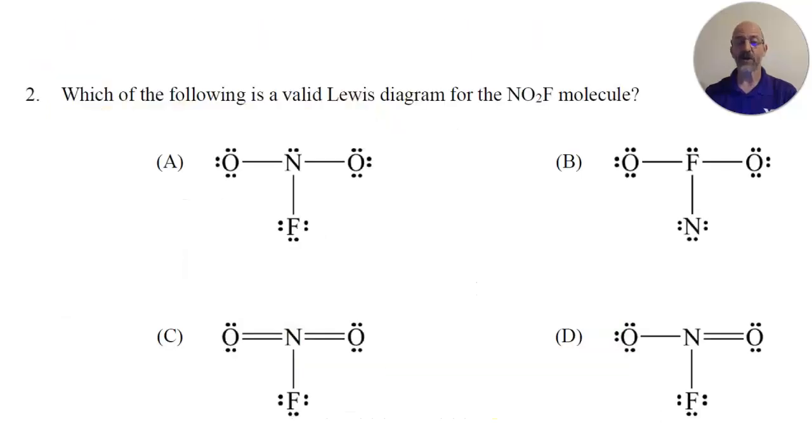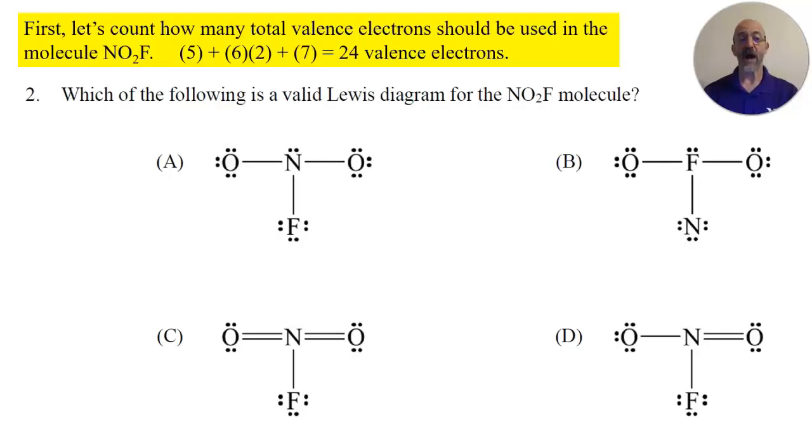Now let's take a look at question 2. In question 2, it says, which of the following is a valid Lewis diagram for the NO2F molecule? First, let's count how many total valence electrons should be used in the molecule NO2F. That would be 5 valence electrons for nitrogen, 6 valence electrons for oxygen, but there are 2 oxygens in that formula, and then 7 valence electrons for fluorine. So that's 5 plus 6 times 2 plus 7. That's a grand total of 24 valence electrons.